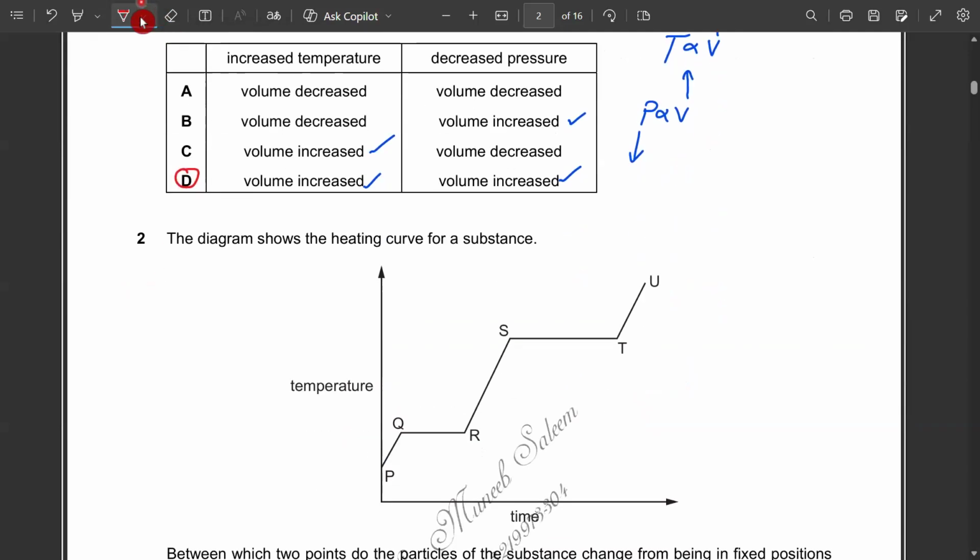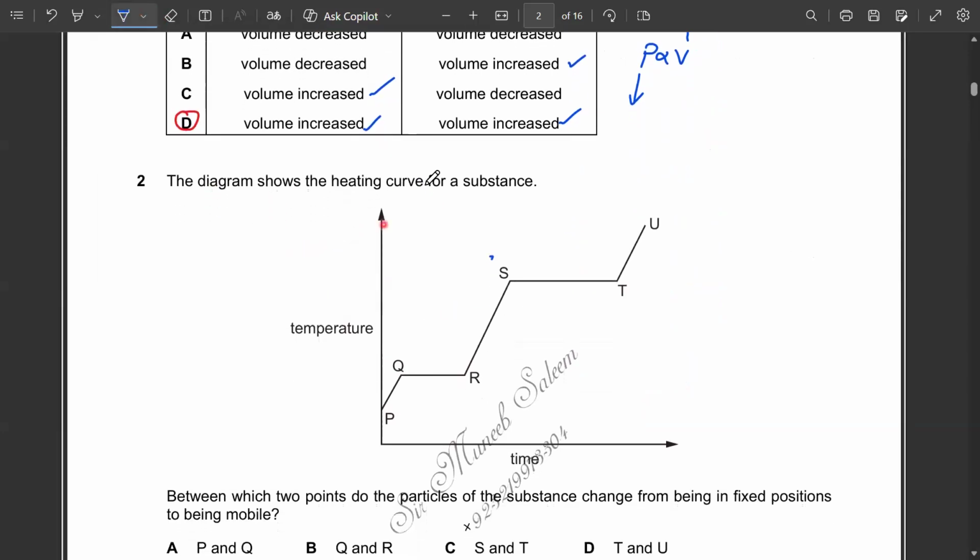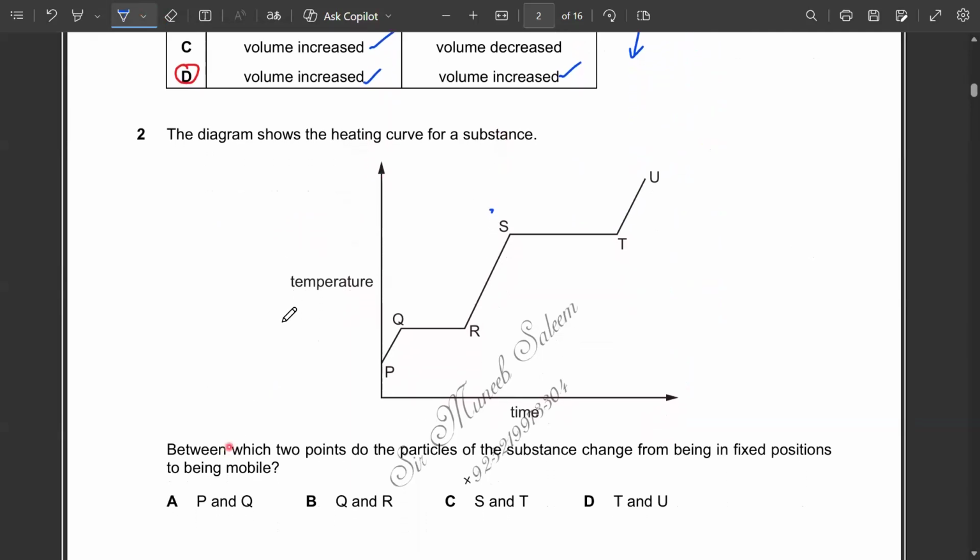Then question 2. The diagram shows the heating curve of a substance. Between which 2 points do the particles of the substance change from being in fixed positions to being mobile? It means they are referring to the solid state here, because fixed positions is present in the solid state and the mobile phase is present both in the liquid as well as gas.